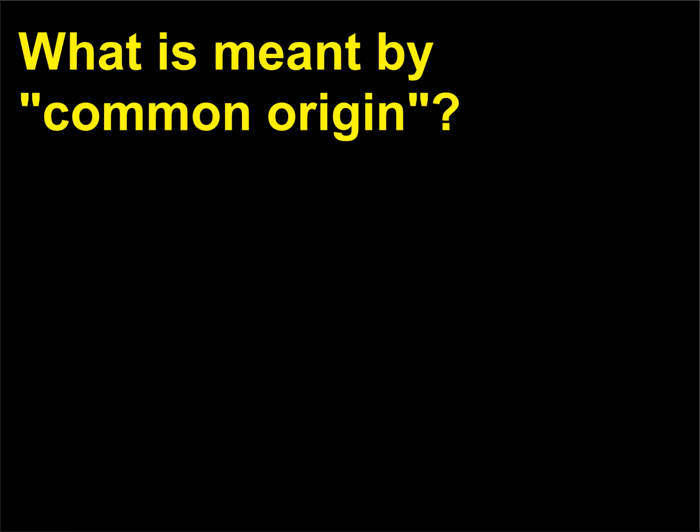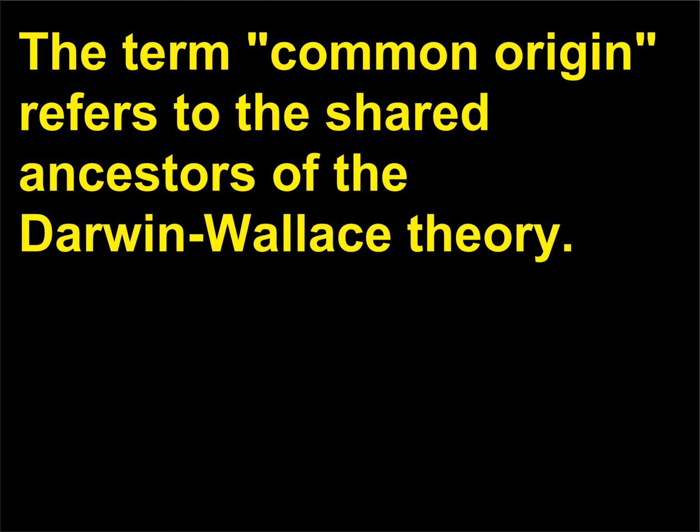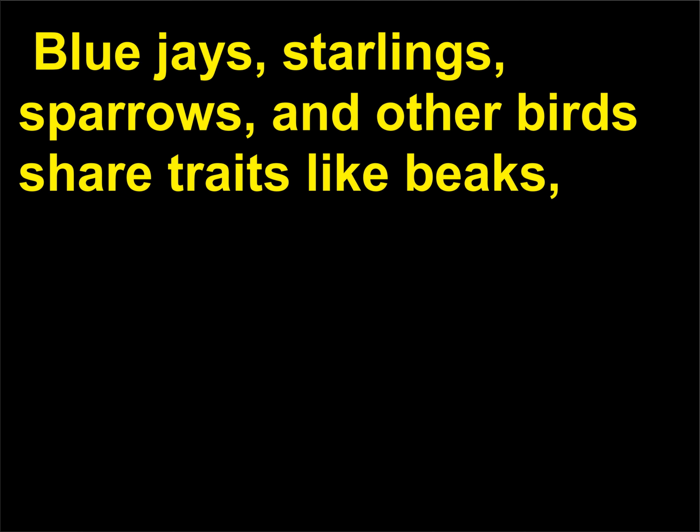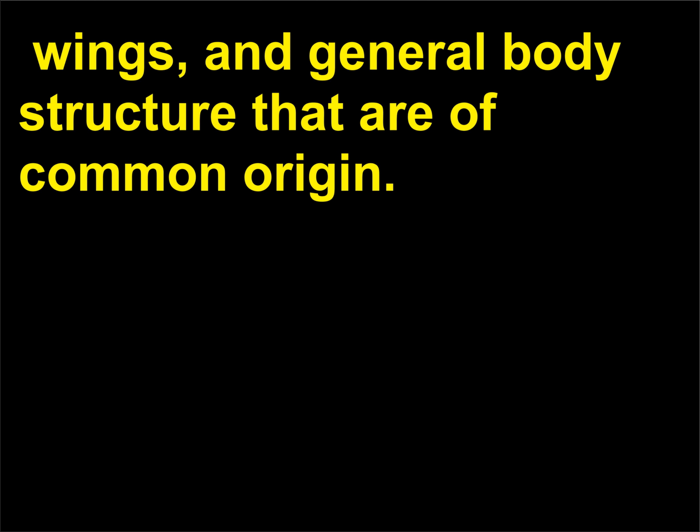What is meant by common origin? The term common origin refers to the shared ancestors of the Darwin-Wallace theory. It explains the commonality we see among different species of birds, for example, blue jays, starlings, sparrows, and other birds share traits like beaks, wings, and general body structure that are of common origin.